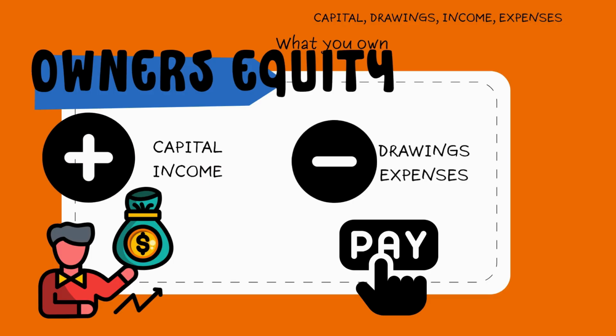Owner's equity. What is owner's equity? It's what you own. Capital, drawings, income, and expenses are all part of owner's equity. Income and expenses affect owner's equity. Capital and income increases owner's equity. Drawings and expenses decreases owner's equity.